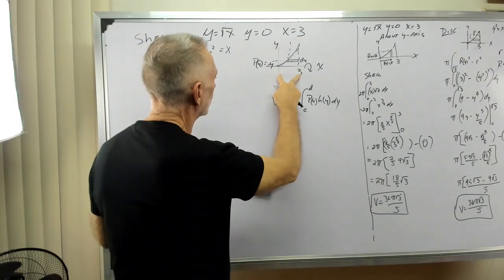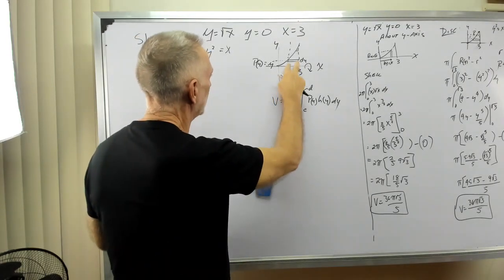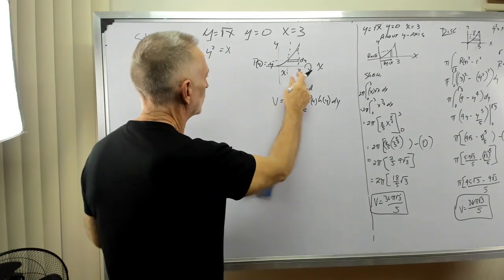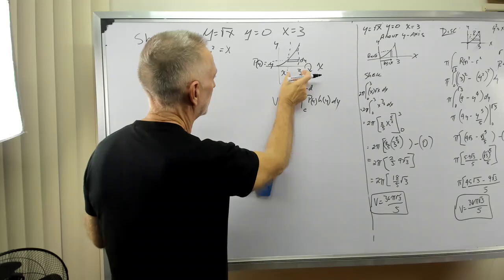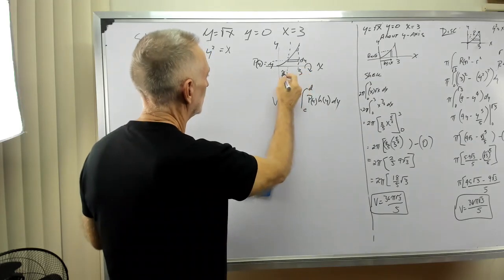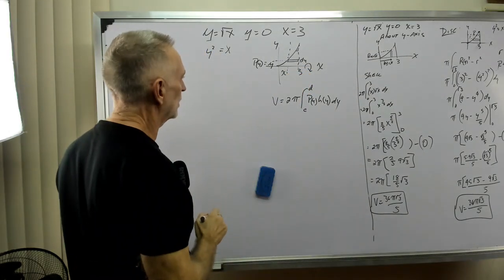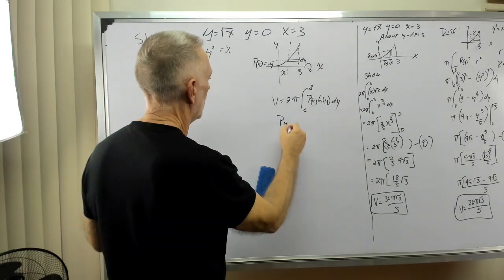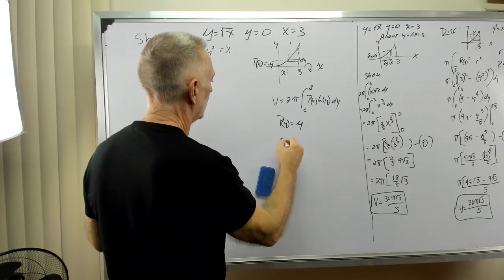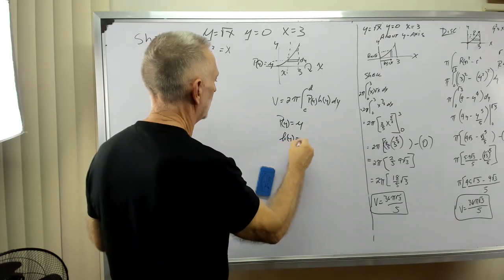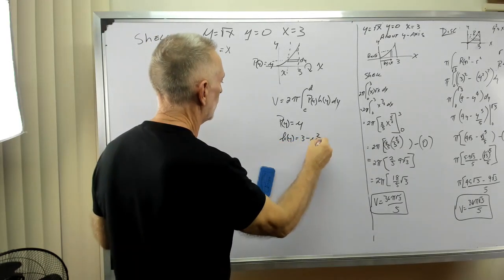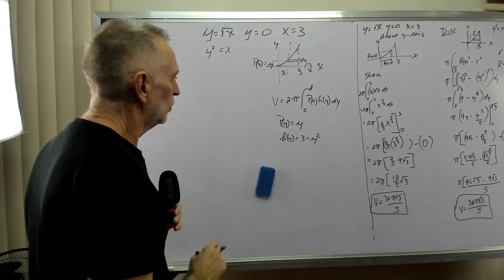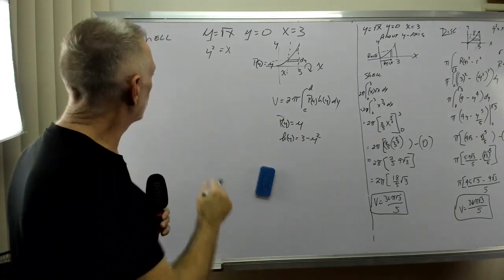So 3 minus, let's say this is x, for example. 3 minus x would give me the height of that box. What is x? It's y squared. So now we have p of y equals y, h of y equals 3 minus y squared. 3 minus x, but x is y squared. So now I'm ready to perform the integral.